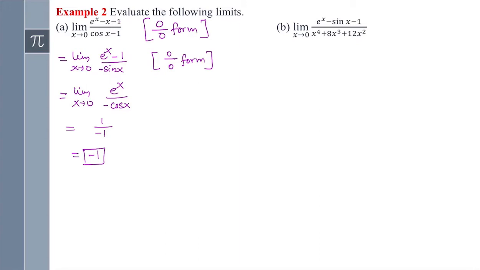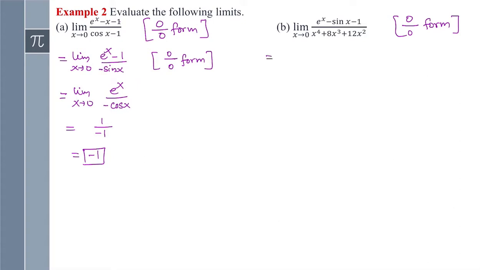Similarly, let's look at this example. When I plug in x equals 0, again I get e to the 0, which is 1, minus sine 0, which is 0, minus 1, so 0 in the numerator. The denominator, every term has x, so it is obviously 0. So now let's go ahead and use L'Hopital's rule.